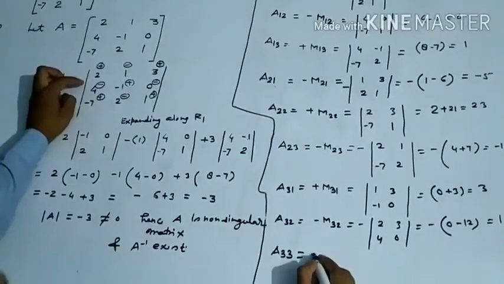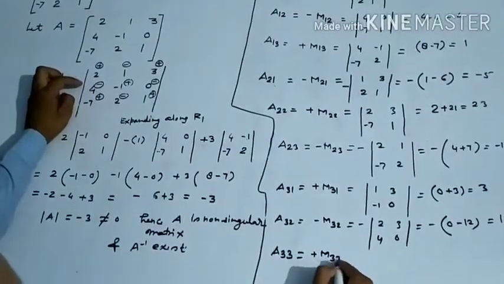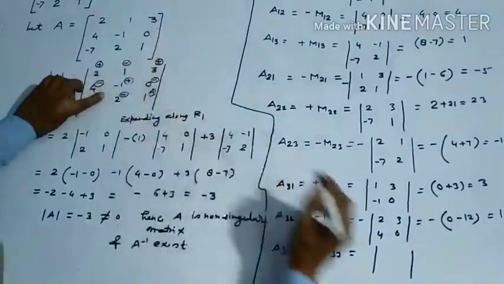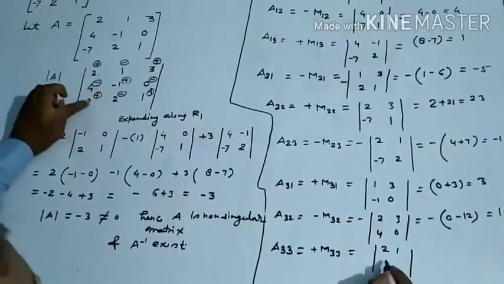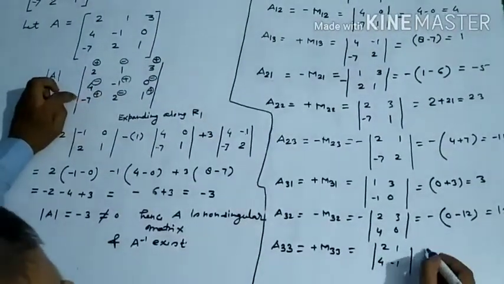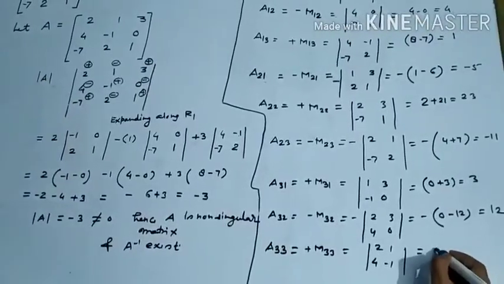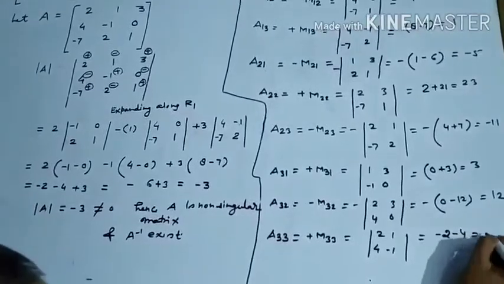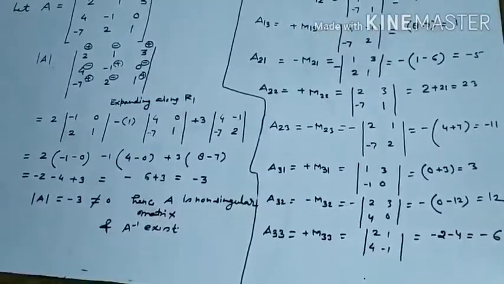So this is the remaining. So this is equal to plus M33, or this is equal to third row and third column. So this is the 2 1, and then 4 minus 1, or this is equal to minus 2, and then after this is the minus 4 means minus 6.